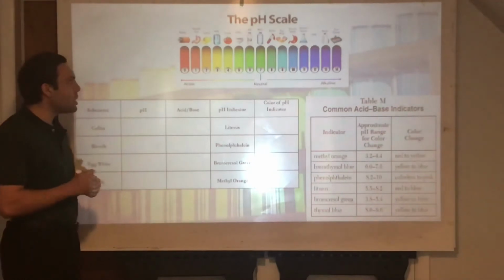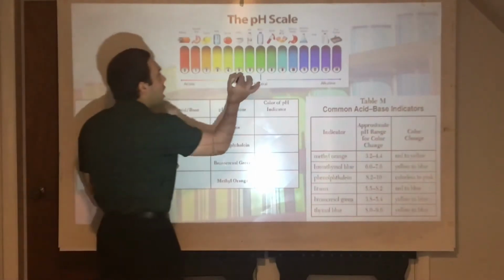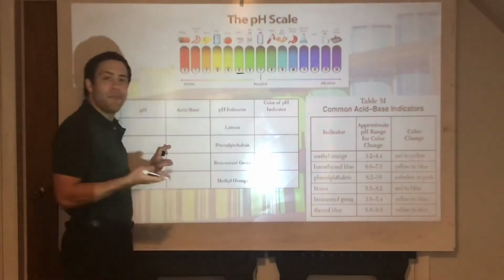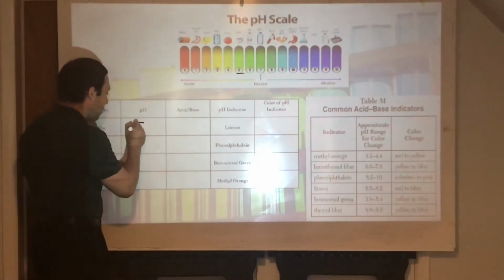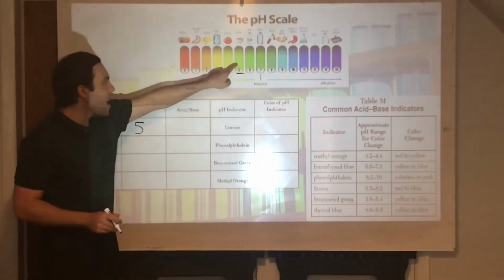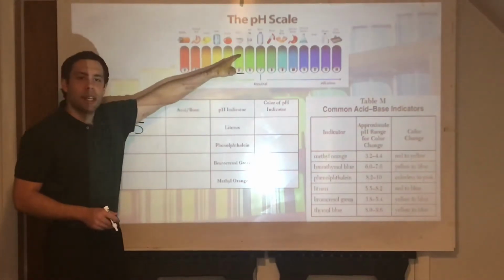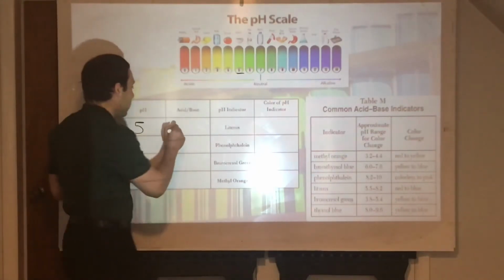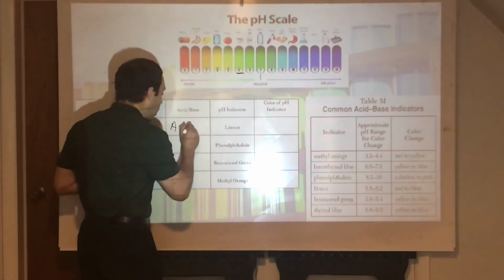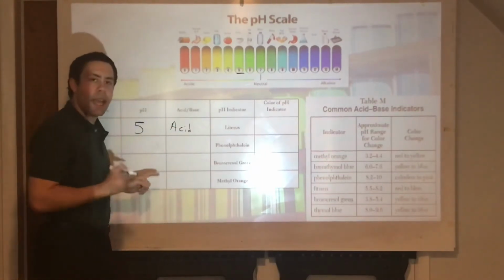The first substance is coffee. Coffee comes in with a pH of 5. Since 5 is less than 7, coffee is considered acidic. Anything lower than 7 is an acid.